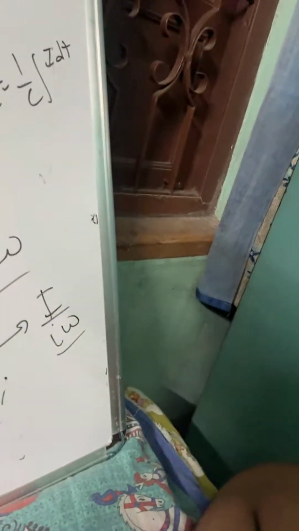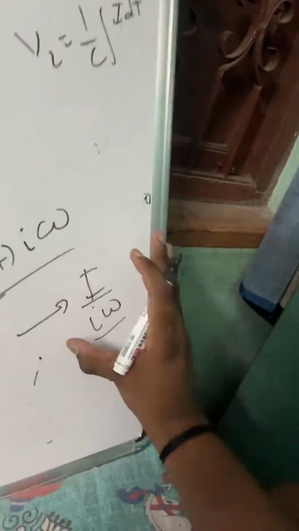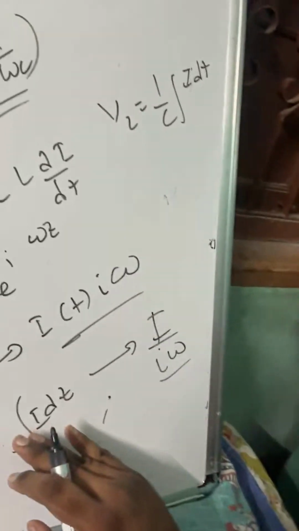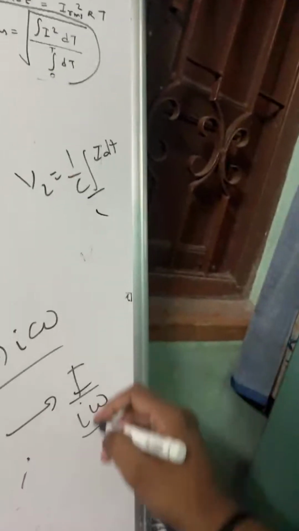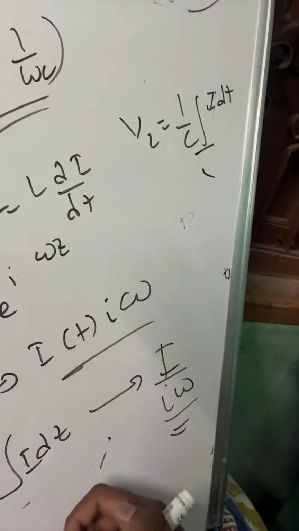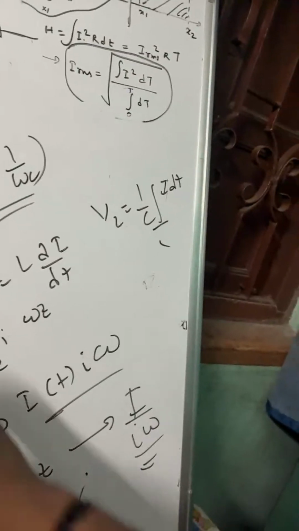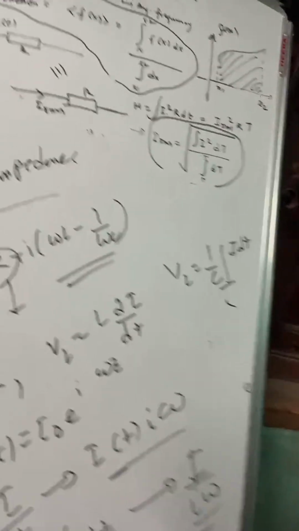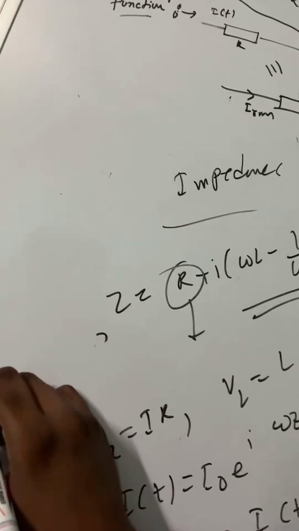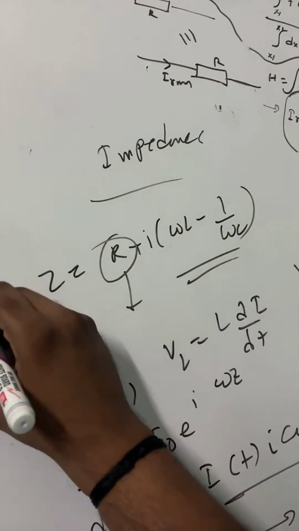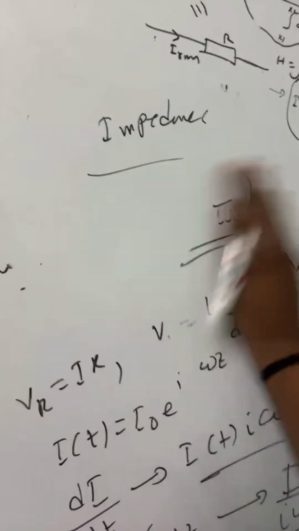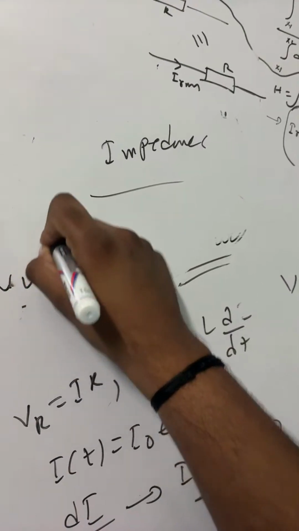So here we will do the integration ∫I dt. It's I/(iωC). So just put this in the equation we know. What we know, the equation is V equals V_R plus V_L plus V_C.